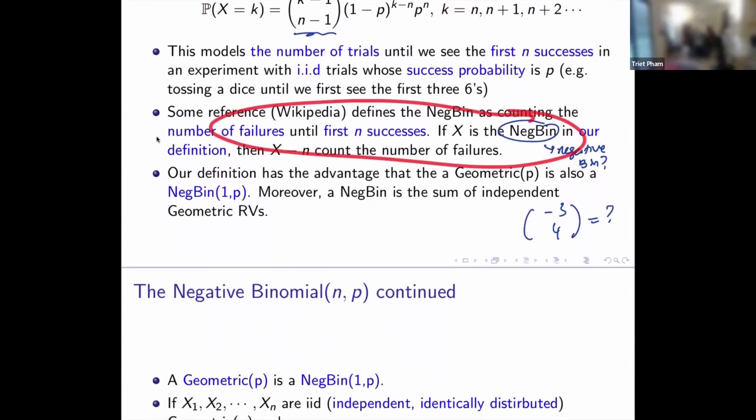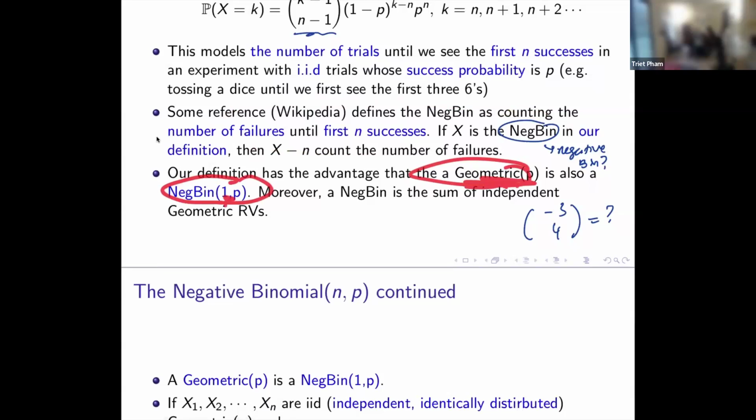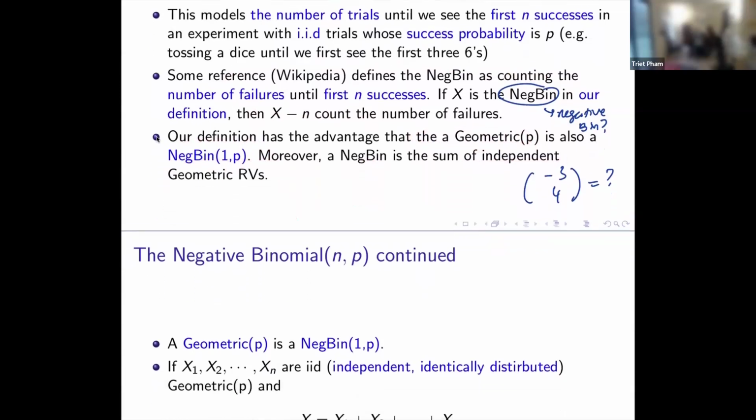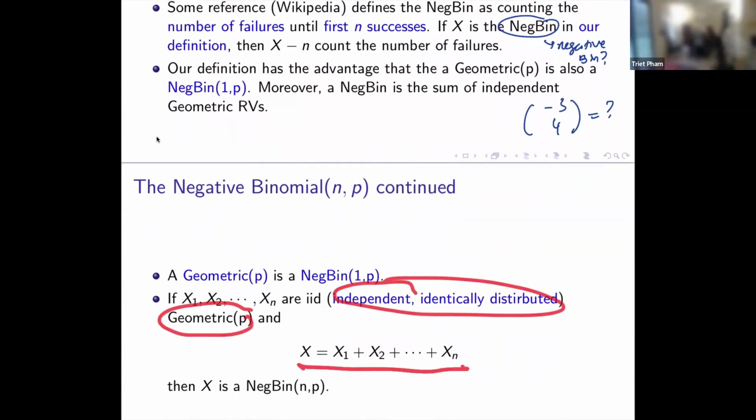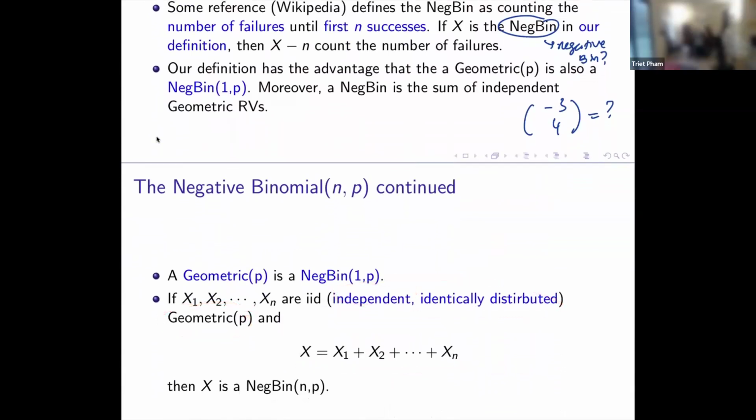But for us, the definition is advantageous because naturally then a geometric is a negative binomial, and also a negative binomial is a sum of independent geometrics. This is very important. All right, how so? If we have IID geometrics, then you sum this up, you will get a negative binomial.